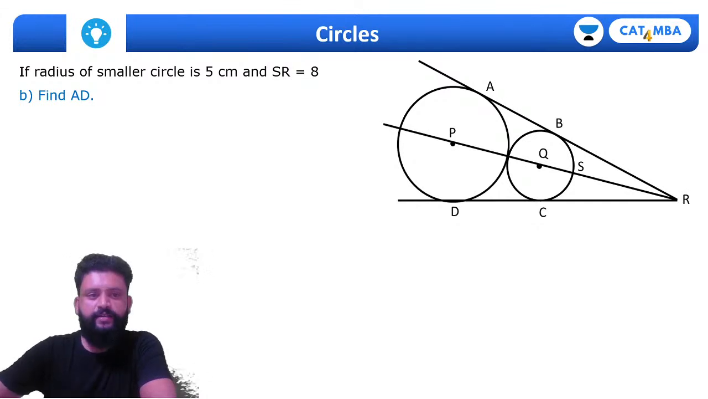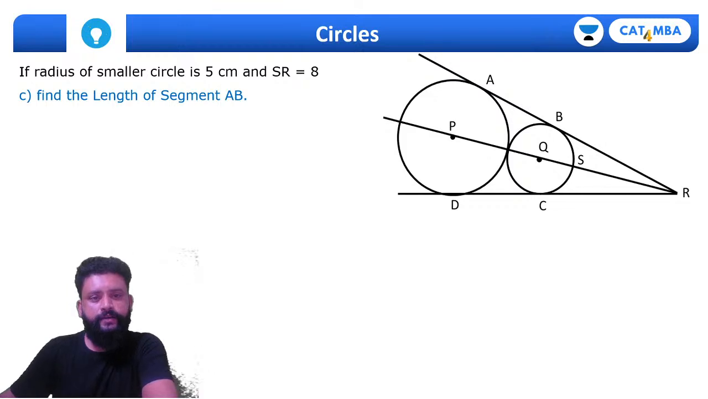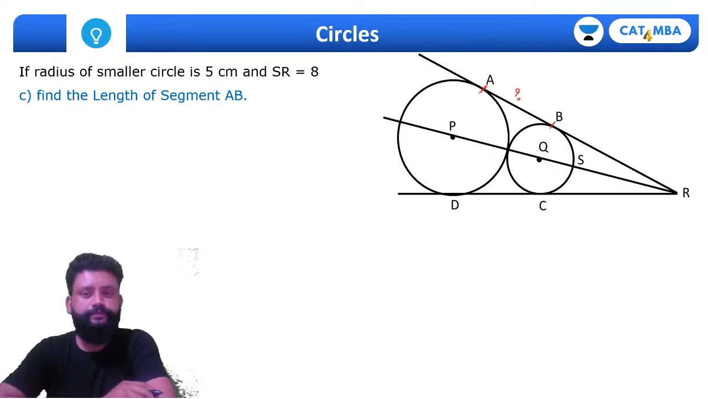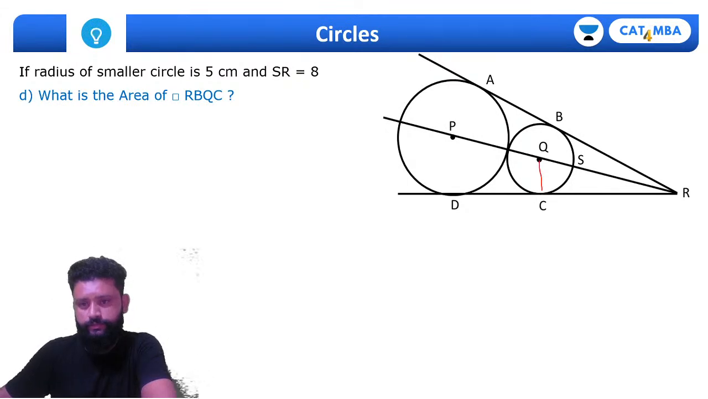So we are supposed to find the length of segment AD. This we also have to find. Then the length of segment AB. Then we do have one more question: what is the area of RBQC, quadrilateral RBQC? Basically this is a kite, so the area of this quadrilateral.